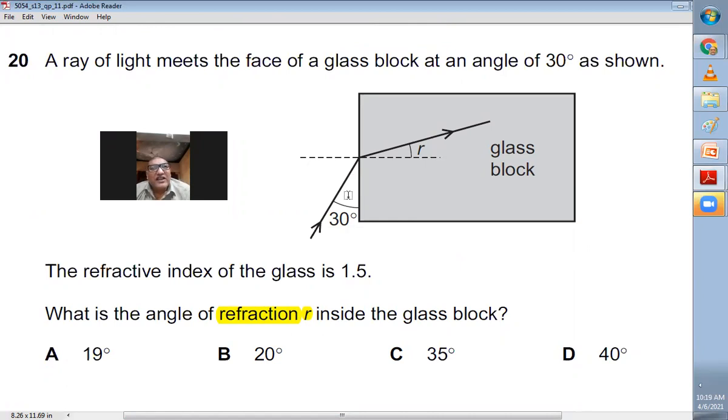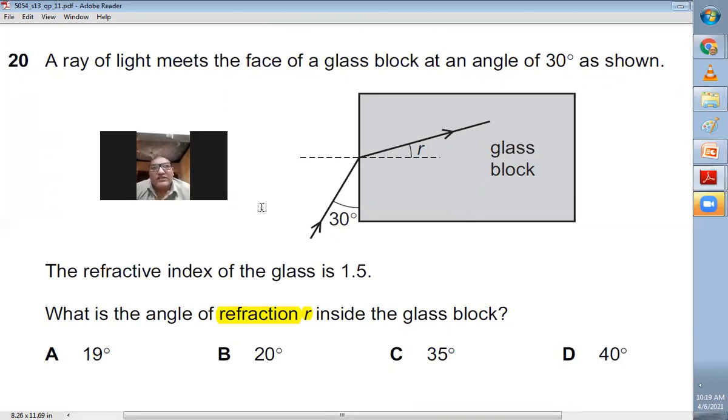So this is not the angle of incidence. Remember, the angle of incidence is this one. I can find this angle of incidence by 90 minus 30, so the angle of incidence will be 60. The angle of refraction is the question, and the refractive index is given, that is 1.5.